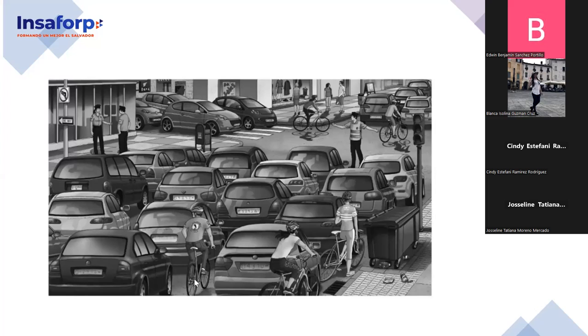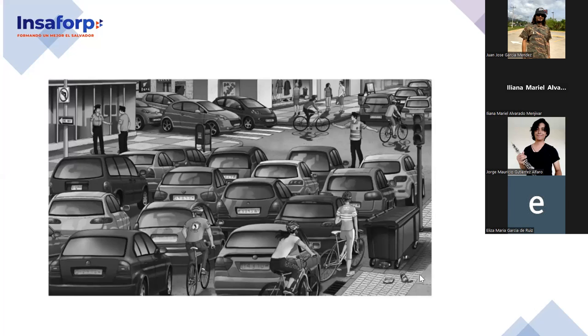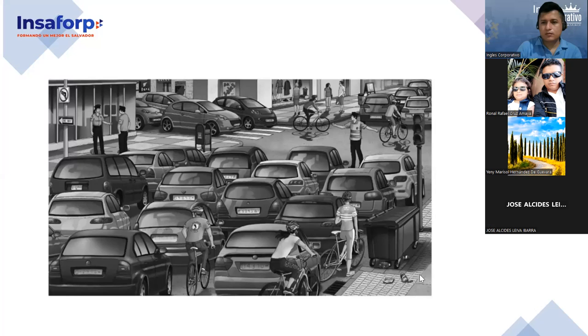What are these? Oh, Jose, what are these? Jose Alcides, what are these here? Sorry, I live next to a church. Oh, that's okay. No problem. Don't worry. Okay, no problem. Hallelujah. Right? Don't worry about it. Okay. So, yes. What are these? Tell me. Bicycle. Very good. Bicycles. Very good.